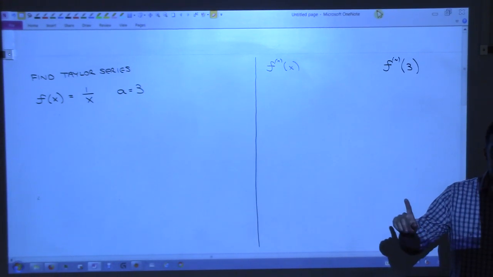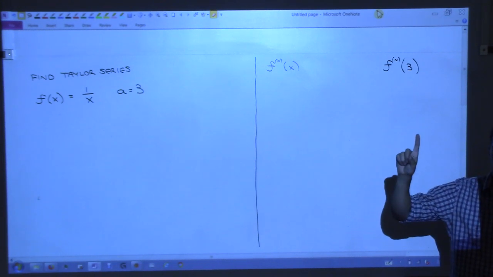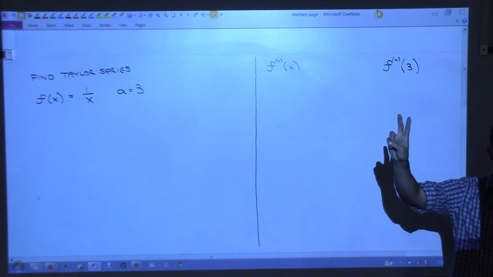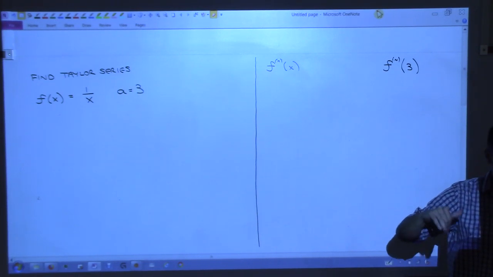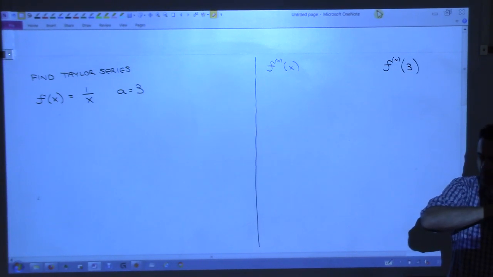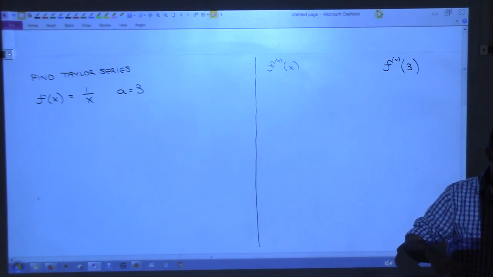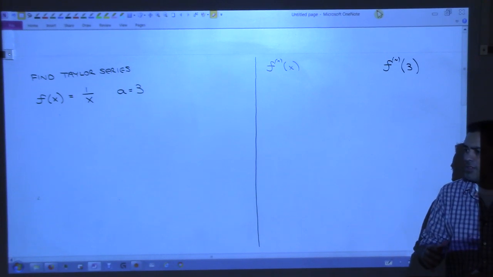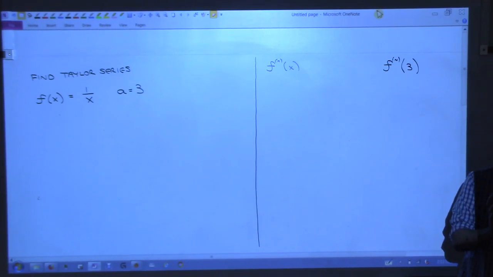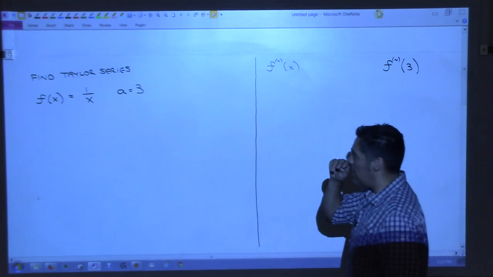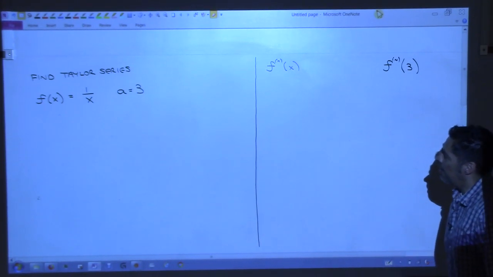I forgot to mention, we found the Maclaurin series for sine, cosine, and e, right? All three of them have a radius of convergence of infinity. So those Maclaurin series are valid for all x. Some Maclaurin series are only valid for certain intervals of convergence, okay? But those three that I showed you work for all x. All right, here we go.